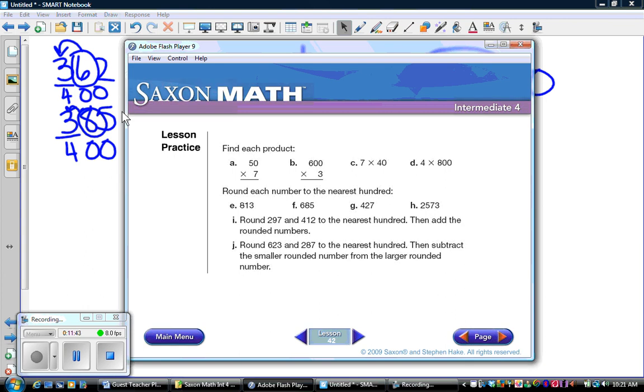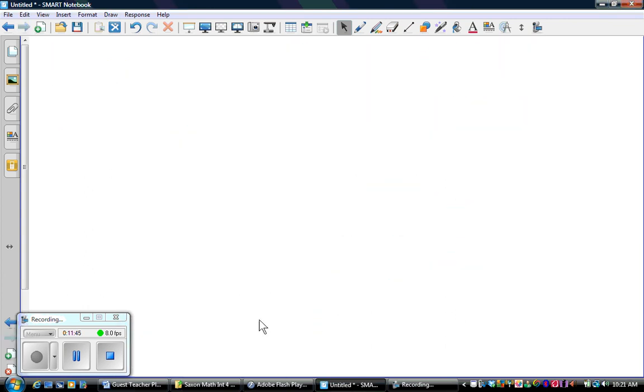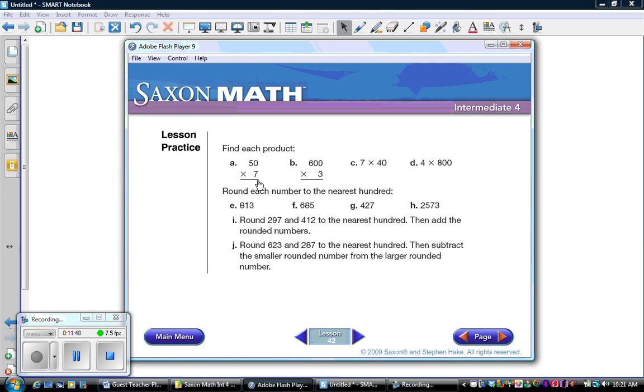So let's practice doing some quick mental math. 50 times 7, let's look at 5 times 7, and you know that's 35. Tack on the 0, and you've got 350. Okay, think about this one in your head. Think about how many zeros to add on to the end. 1800. 7 times 4, tack on a 0, 280. 4 times 8 is 32, but tack on how many zeros? 2, so 3200.